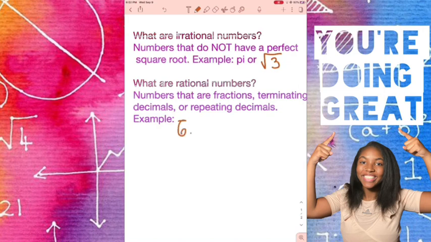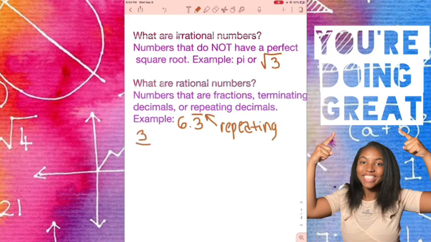For example, a rational number could be 6.3 repeating, which would be 6.33333 never ending. When a decimal has a line over the top, that's how you know it's repeating. Pi is not a repeating decimal, but it is a decimal that has multiple numbers going on and on. That would not qualify as a rational number.